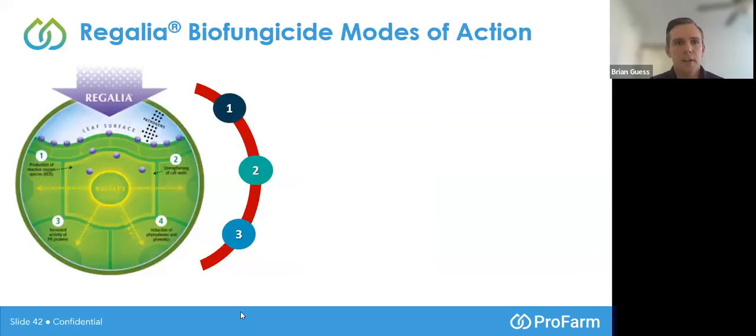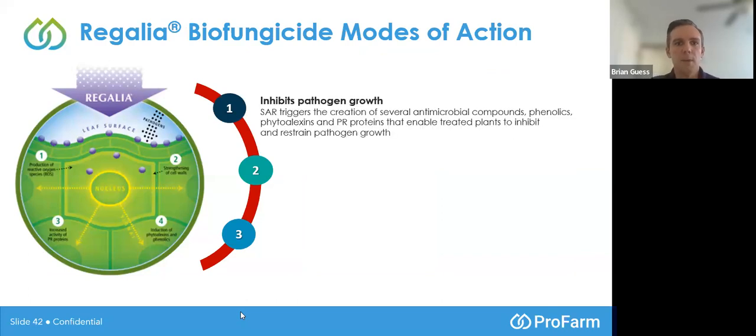Now touching on the modes of action of Regalia, there are 3 primary modes of action that Regalia brings to the table. The first one being the inhibiting of pathogen growth through the SAR pathways. Tim touched on the application of Regalia turns on these SAR pathways within the plant cells, and then they're creating these antimicrobial compounds, phenolics, phytoalexins, and PR proteins that inhibit pathogen growth and allow the plant to fight off the pathogen infection on a cellular level.